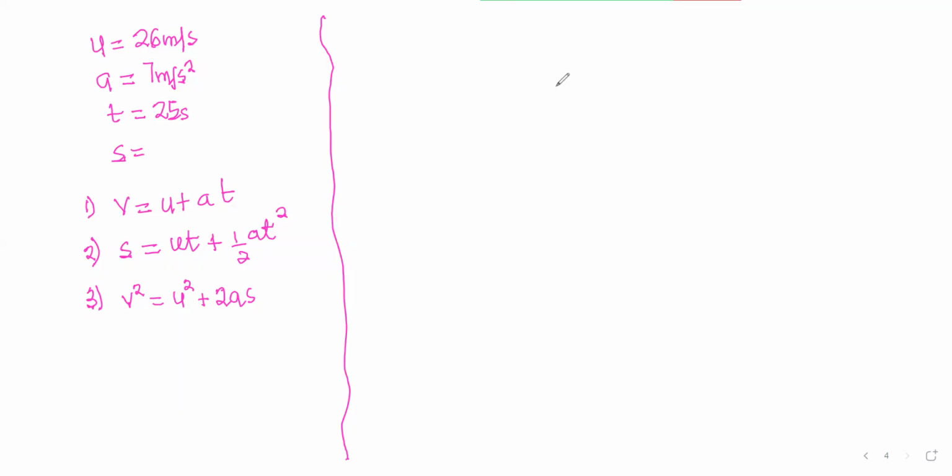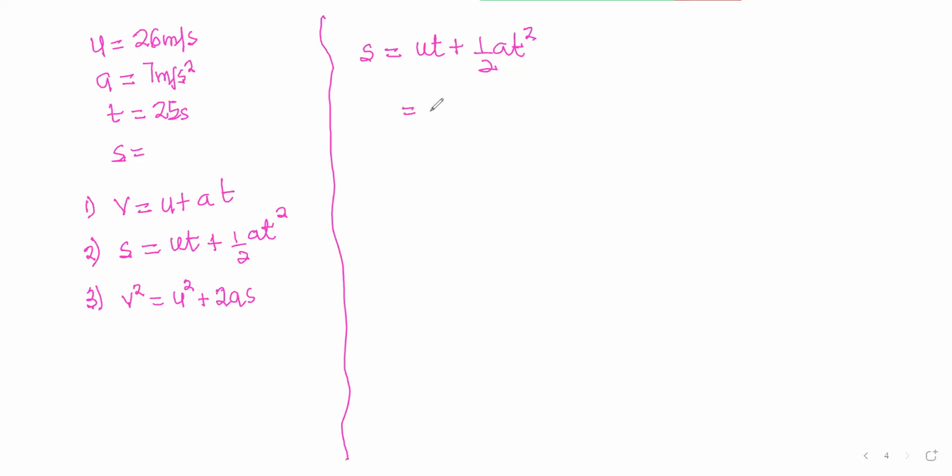Equation 2. Okay, so Jedediah is going with equation 2. S is equal to UT plus half AT squared. Alexandra, what are you saying? Equation 2. Okay, so let's go with equation 2.